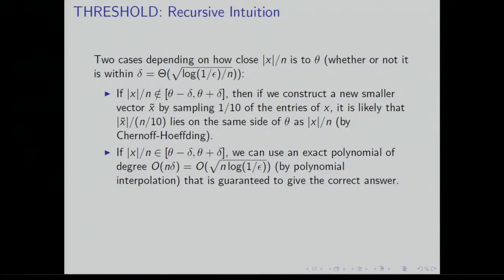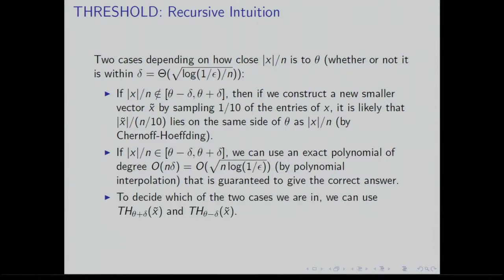Okay, so we're constructing a polynomial, right? How are we going to decide which of these cases we're in? Well, we're actually going to use the same recursive idea again. We can have threshold functions for theta plus delta and theta minus delta that we substitute the sampled vector into, which will give us a good enough idea of which of these two cases we're in. The hard part here is that maybe we're right on the border, and then which case are we going to pick? We'll deal with this by making our exact polynomial here.